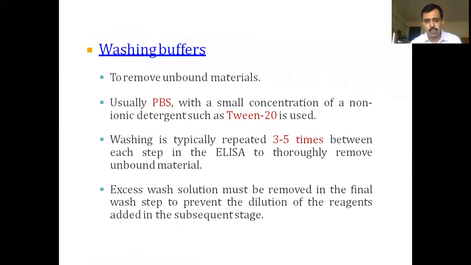Washing buffers. To remove the unbound material, usually PBS with a small concentration of non-ionic detergent such as Tween 20 is used. Washing is typically repeated 3 to 5 times between each step in the ELISA, to thoroughly remove unbound material. So unbound material is being removed because of this. Excess wash solution must be removed in the final wash step to prevent dilution of the reagents added in the subsequent stages.